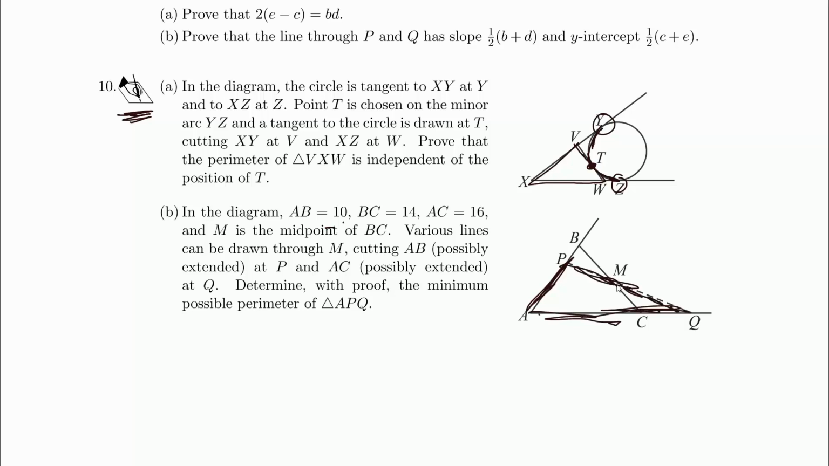So we have a possible perimeter, because we know AB is 10, BC is 14, and AC is 16. So we have a possible perimeter of 40. I suspect we can probably get lower. The question is how? Isn't that always the question?